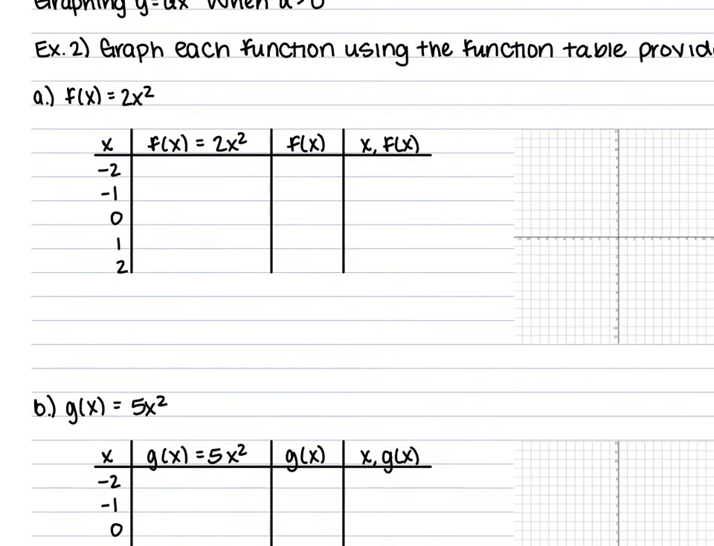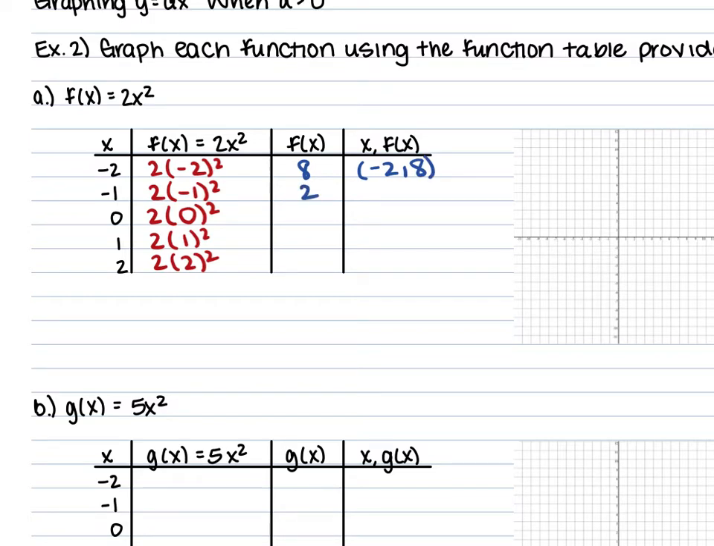If we plug in the values of x that are given for us, we're going to have 2 times -2 squared, 2 times -1 squared, 2 times 0 squared, 2 times 1 squared, and 2 times 2 squared. -2 squared is 4. 4 times 2 is 8. That gives us the ordered pair -2, 8. -1 squared is 1 times 2 is 2, so that's the ordered pair -1, 2. For 0 squared, that's 0 times 2 is 0, so that's 0, 0. 1 squared is 1 times 2 is 2, so that's 1, 2. And then 2 squared is 4 times 2 is 8, so that's 2, 8.